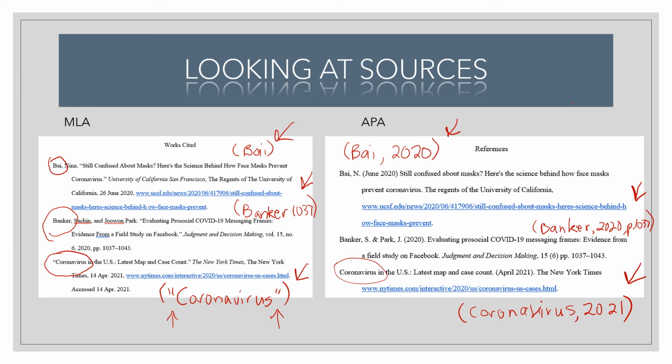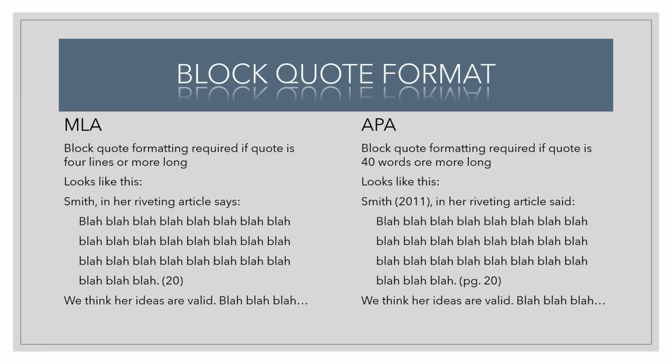Okay, one more thing. The last thing to look at is block quoting. So in MLA, if a quote is 4 lines or more long, then those 4 lines automatically go into what is called a block quote. In APA, it's 40 words. Oh, I have a typo in there. 40 words or more long.